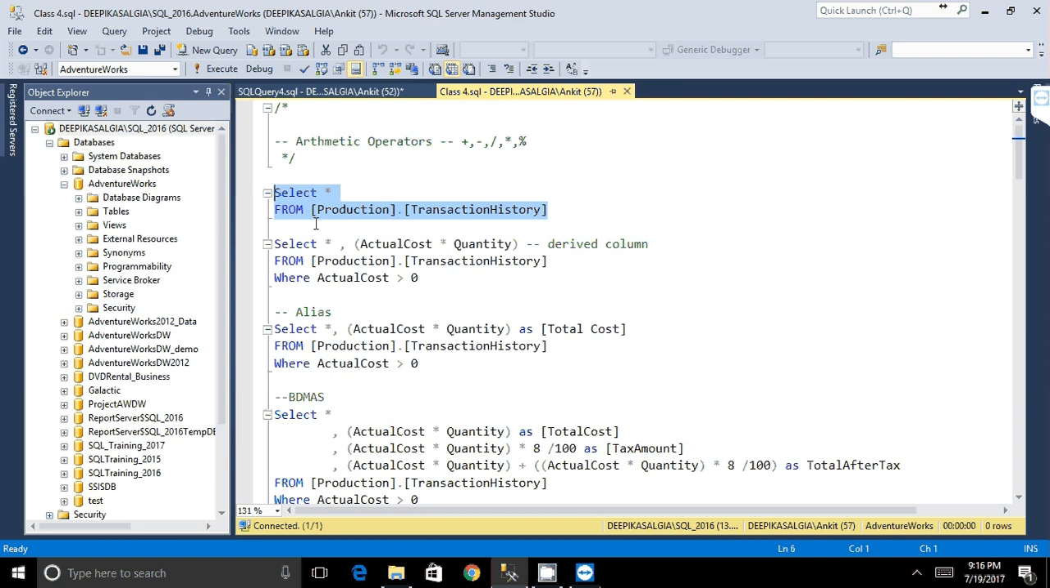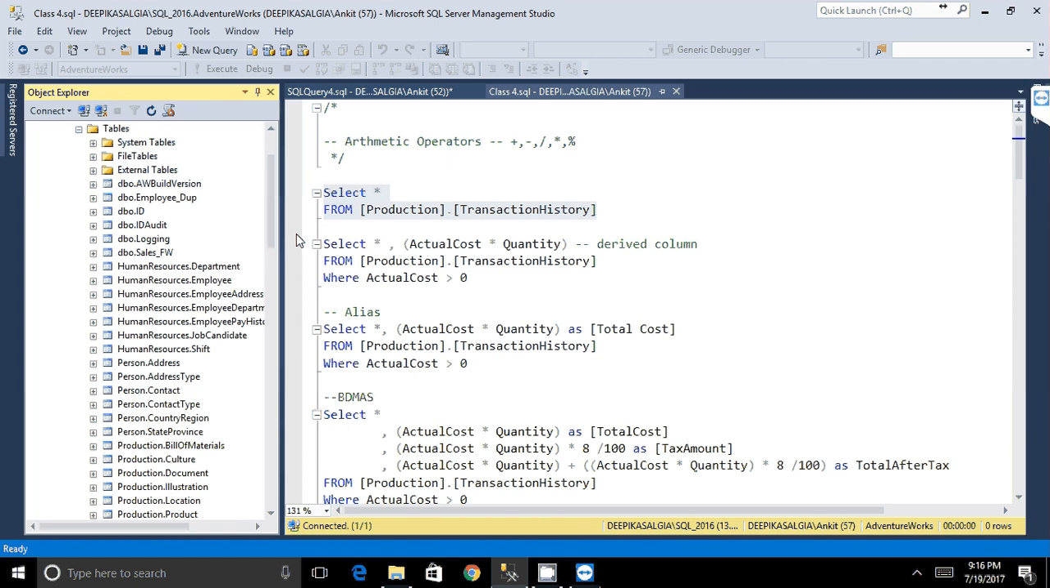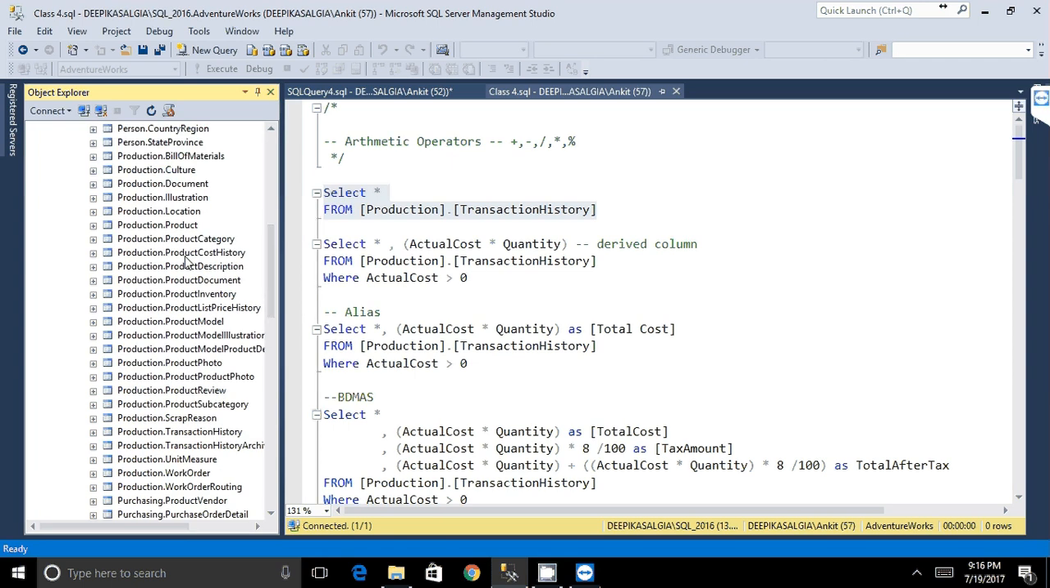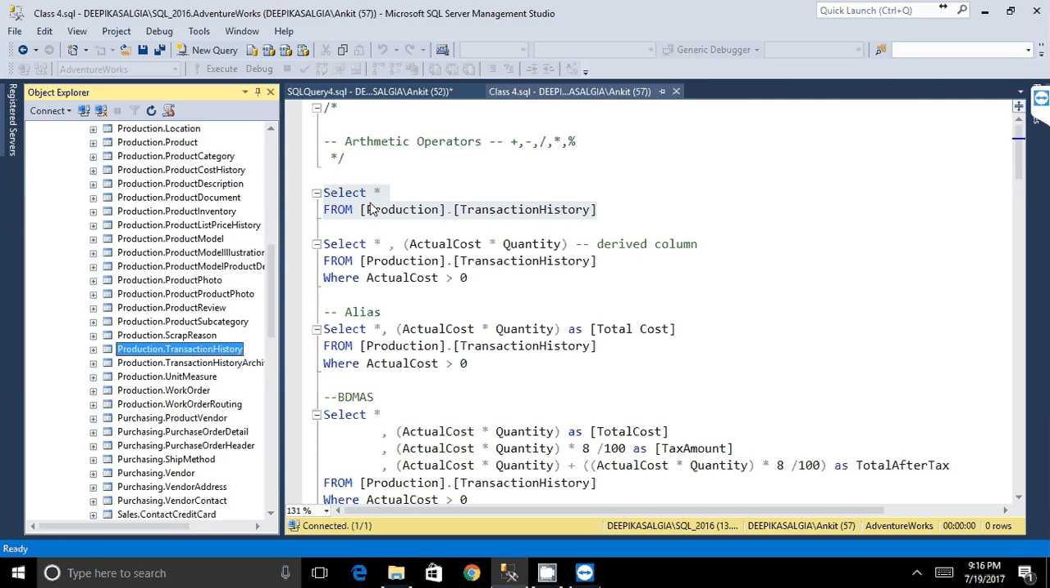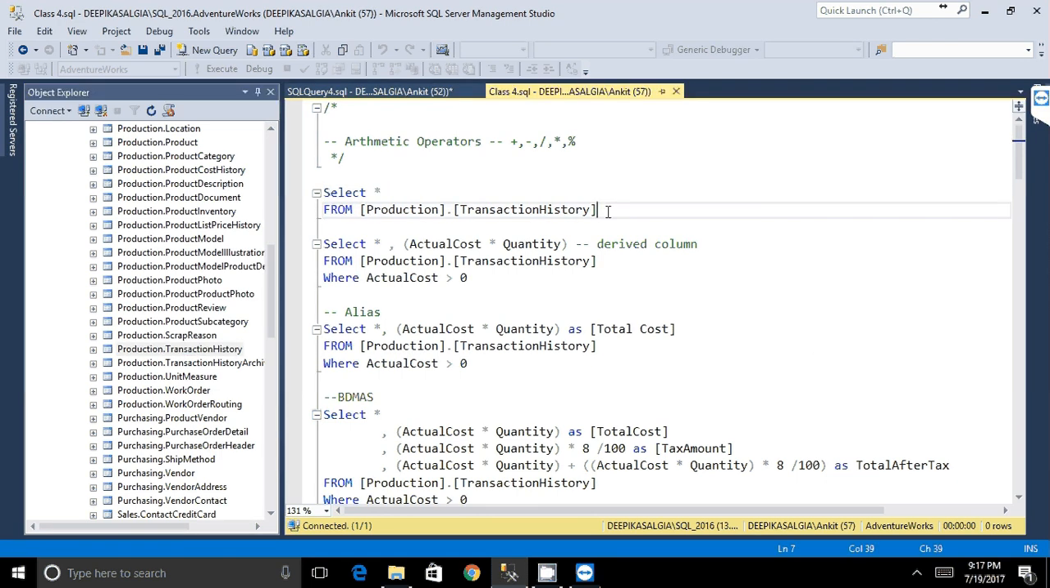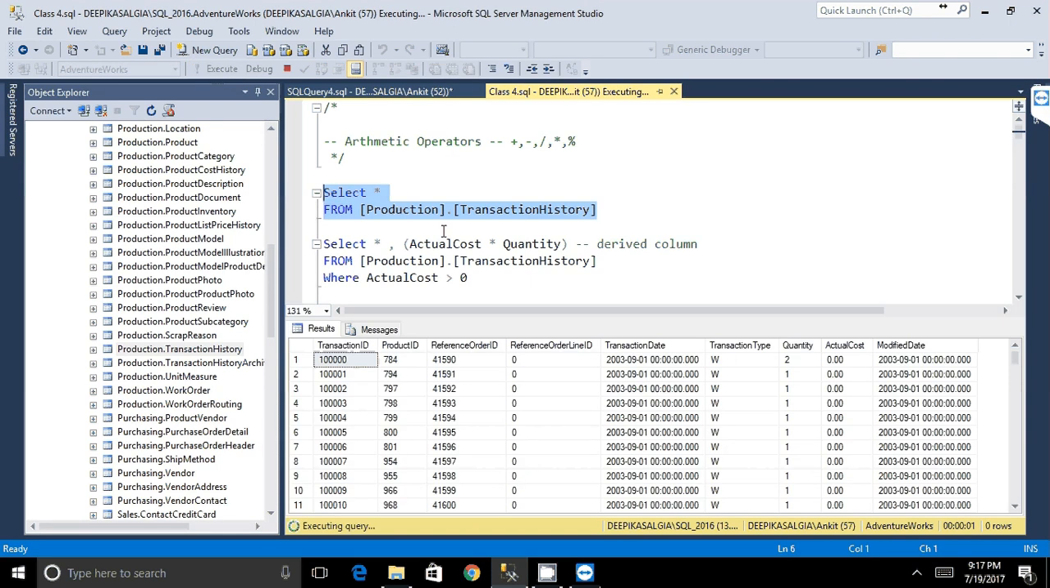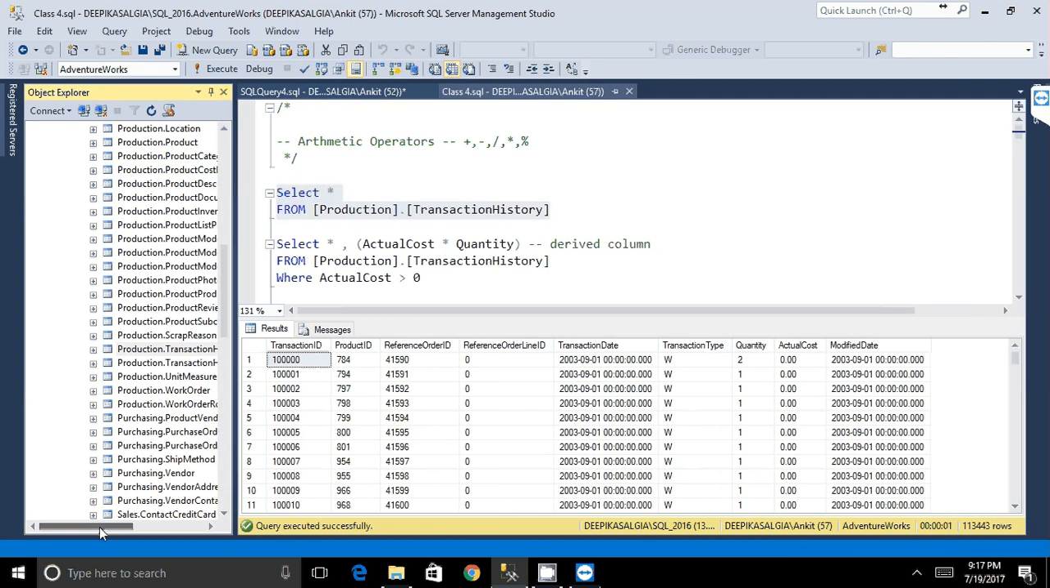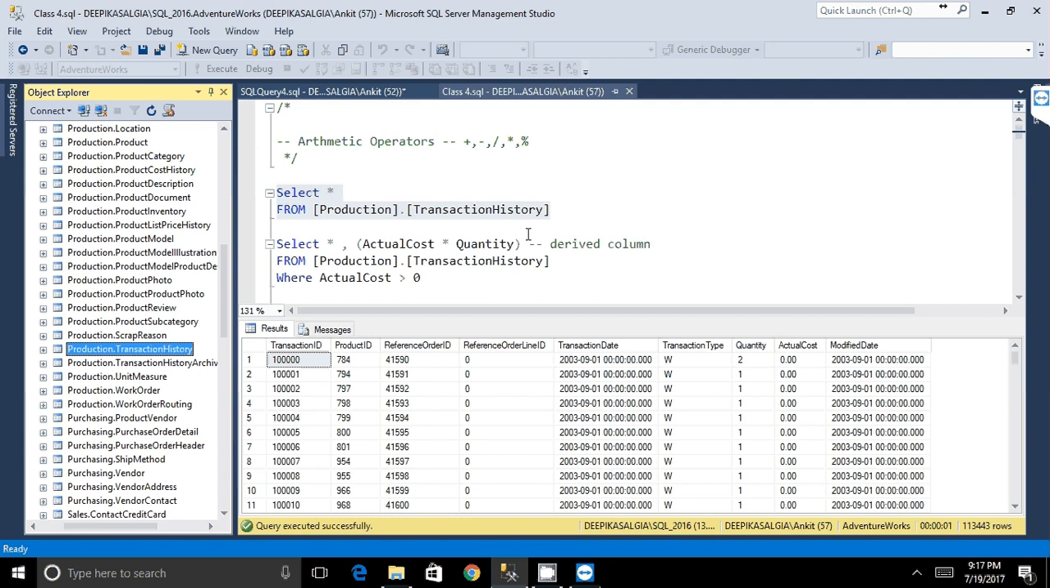So let's look at this table. If you expand the tables, in Production you're going to see Production.TransactionHistory. The name suggests whatever transactions the company had related to production are stored there. It might be related to inventory they are receiving or what they are selling out, we don't know. We don't need to get into the detail of whether it's an incoming or outgoing transaction.